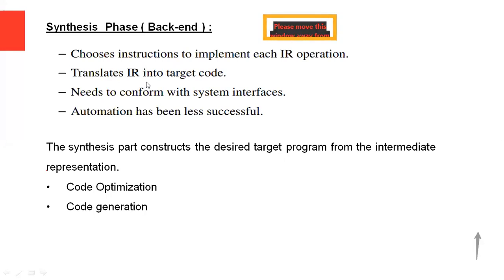So what is the final result of a particular statement? Target code. So we are taking the source code and converting it into target code. Here we translate the intermediate representation into the target code, which needs to conform with system interfaces. So are there any interfaces available that can be conformed with system interfaces? And automation has been less successful. Automation means, in the six different phases, automatic generation can be done by context free grammars or a compiler designer. So that has been less successful.